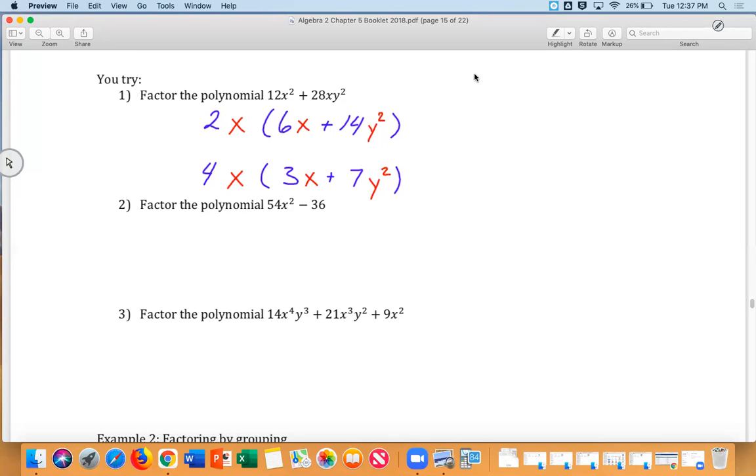Yes. So in my brain, this is what I'm thinking of. 28xy squared over 4x. 28 over 4 is 7. X over x, they cancel. Y squared is still there. So you did the top divided by bottom. Yeah. Oh, okay.